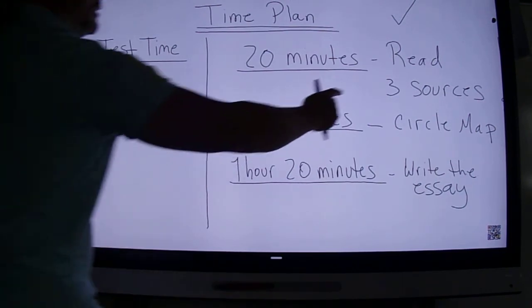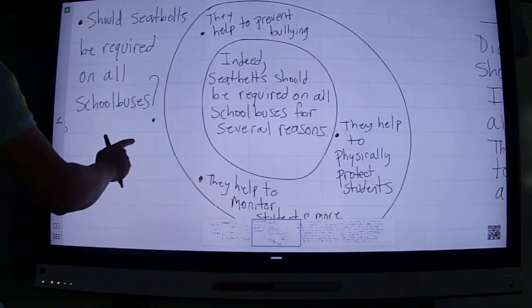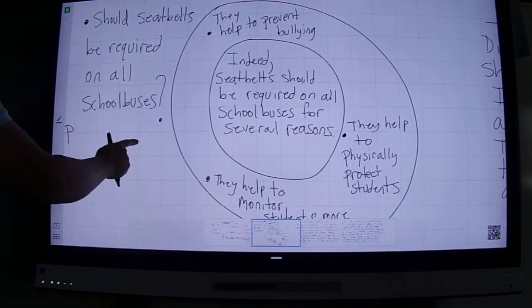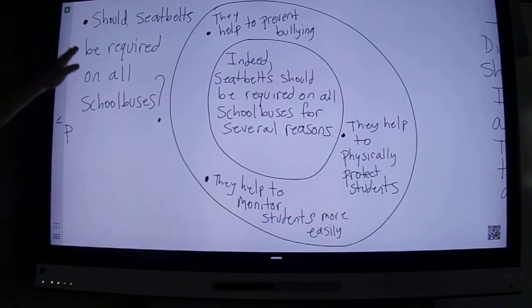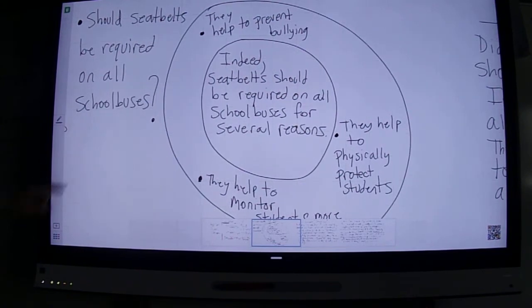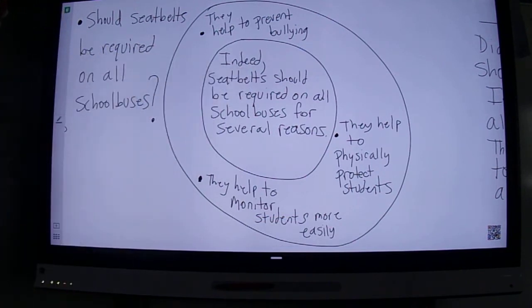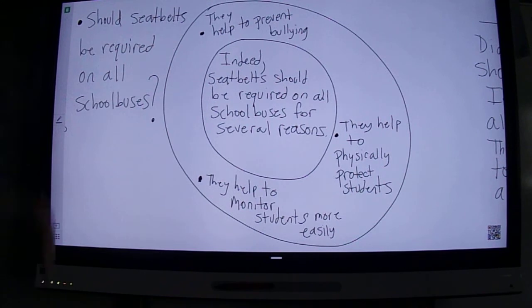Let's move on. After they read 20 minutes, we get to our planning section. Done on the planning page. It's a circle map. Should seatbelts be required on all school buses? There's your writing prompt. To address that prompt, make our circle map. In the nucleus, we answer it. It's either going to be an indeed or it's going to be a no.